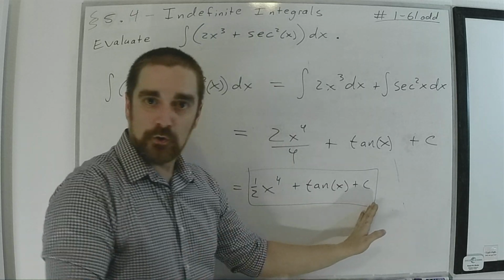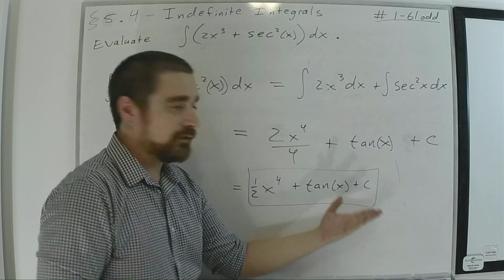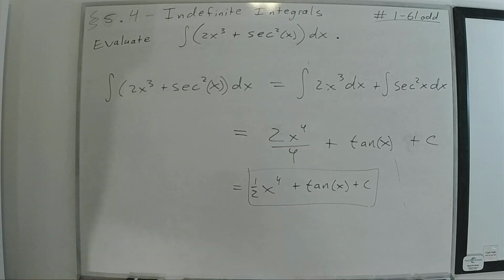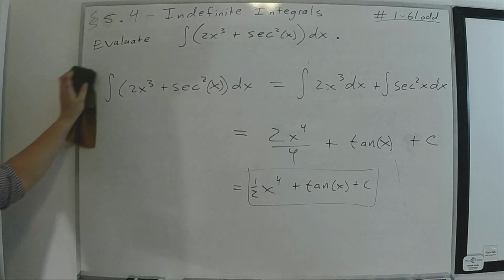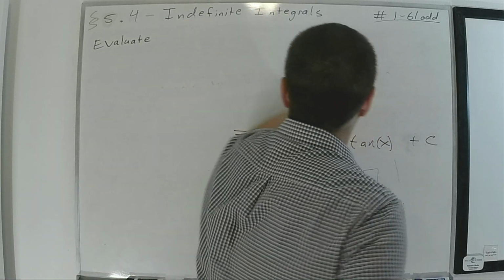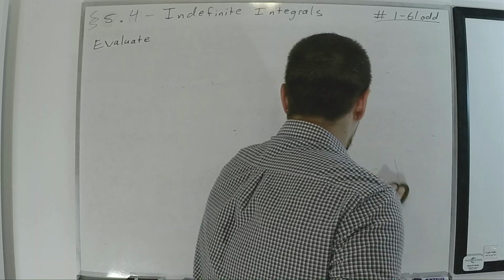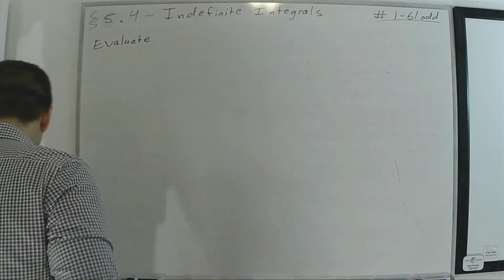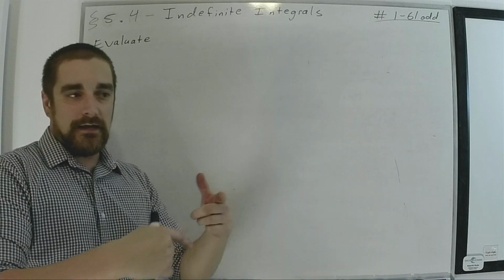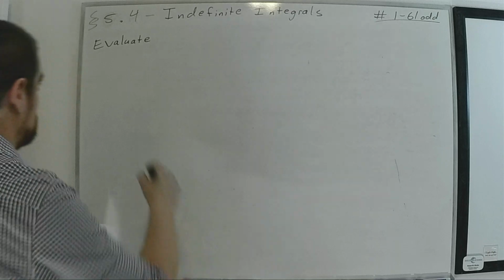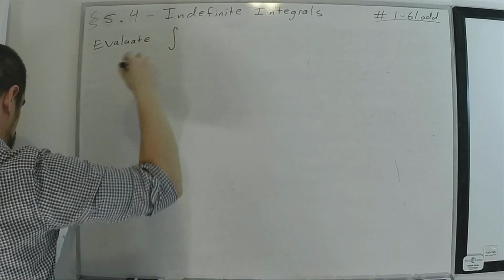I don't have upper or lower limits to plug in, so the plus c just remains because I don't have enough information to tell you what that constant was. So again, a lot of this is just going back to 4.9, where we started talking about anti-differentiation. This is a lot of that same technique.